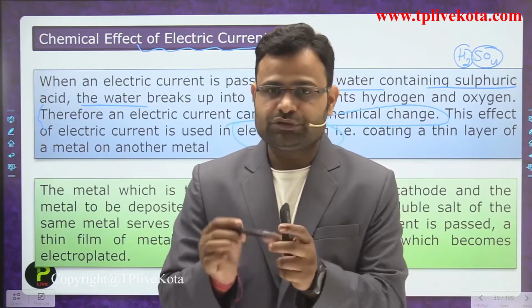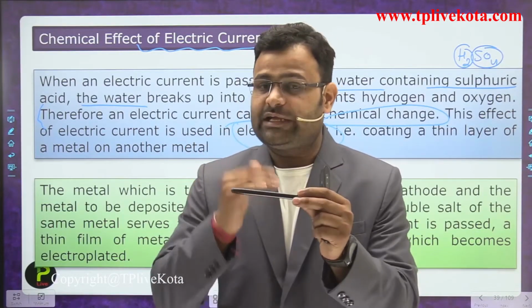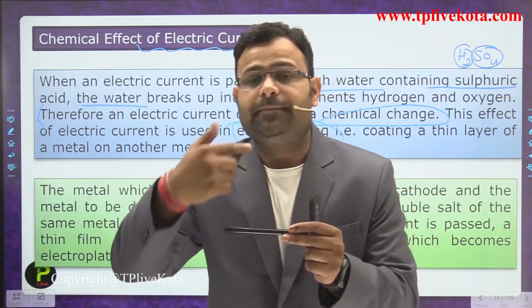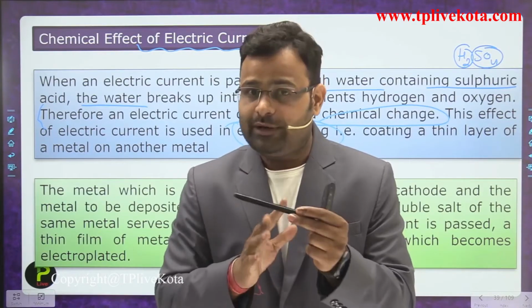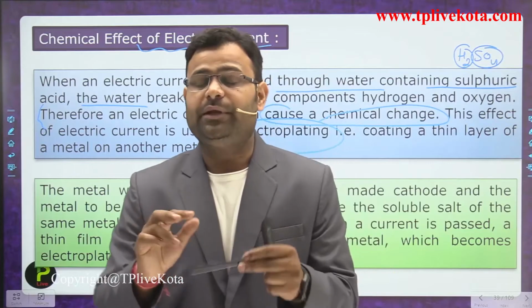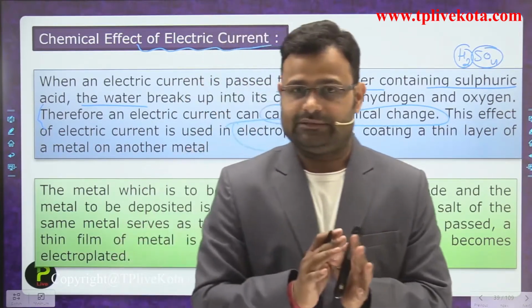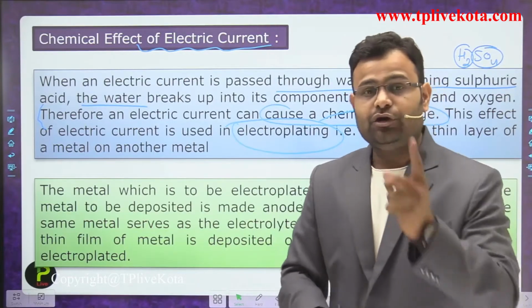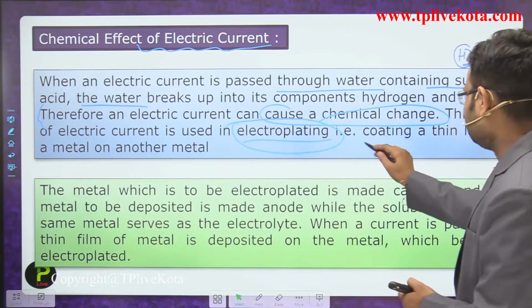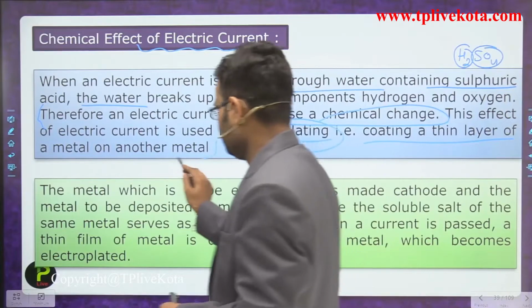Let's suppose it is some iron or steel material, but we require a coating of gold. So one metal is covered by another metal, you can say an overlapping of another metal. That process is called electroplating. It is the coating of a thin layer of one metal on another metal.